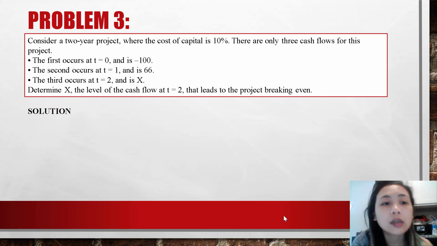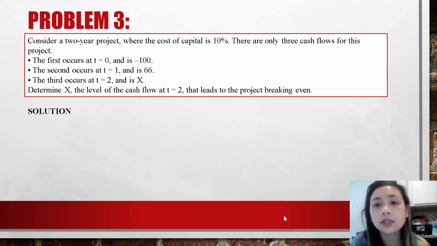Problem 3. Consider a 2-year project where the cost of capital is 10%. There are only 3 cash flows for this project. The first occurs at time t equal to 0 and is negative 100, the second occurs at time 1 and is 66, and the third occurs at time 2 and is x. Determine x, the level of cash flow at time 2 that leads to the project breaking even.